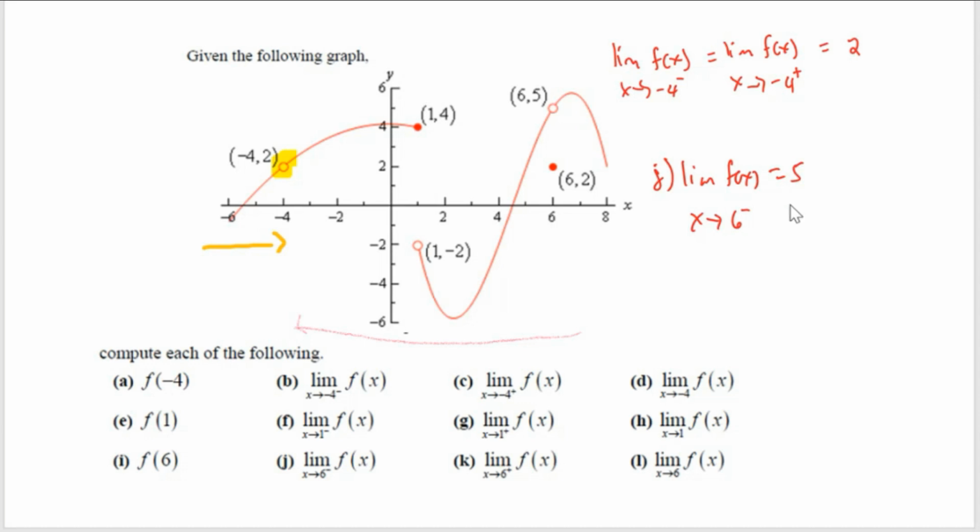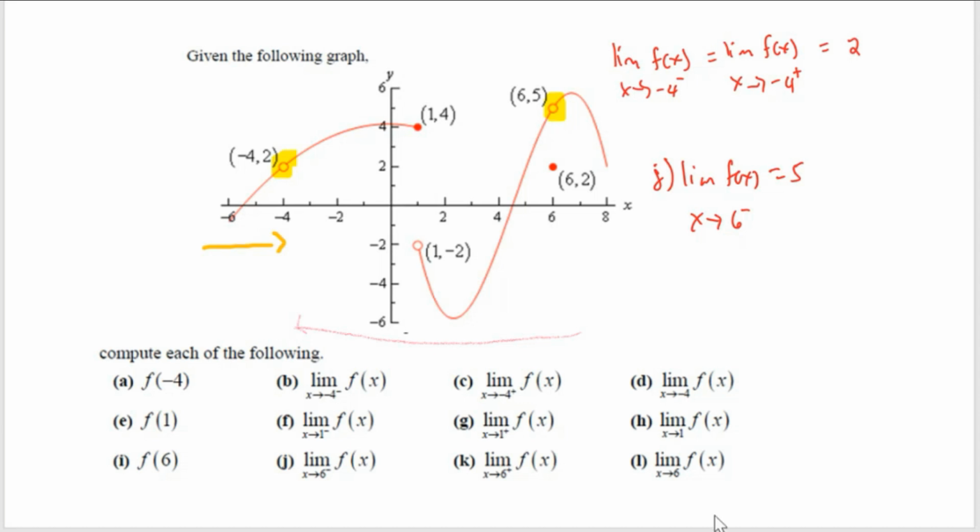So where do I get that one? That is coming from this value that has an open dot. We have the ordered pair 6, 5. So the limit of f of x as x approaches 6 from the left is equal to 5, meaning the function is approaching a value of 5 as x moves in towards 6 from the left.